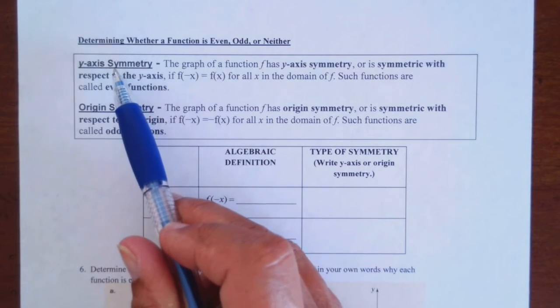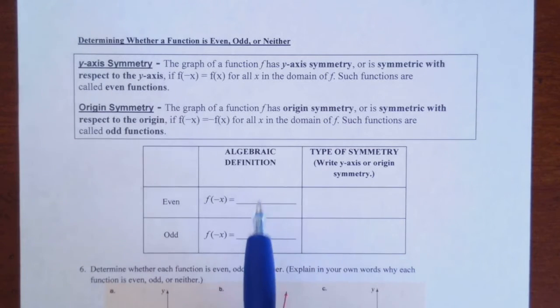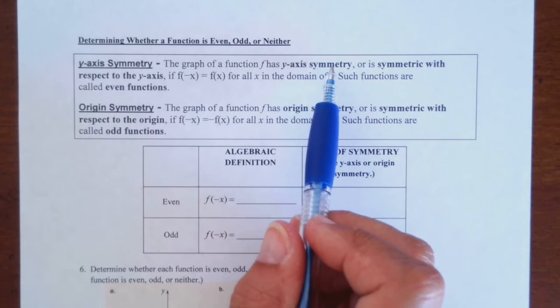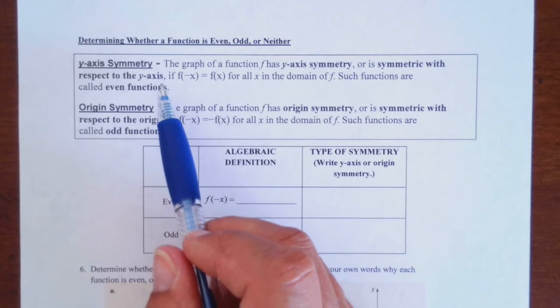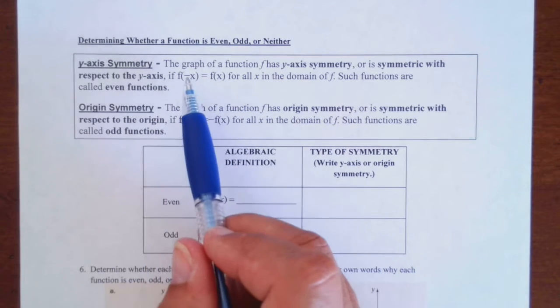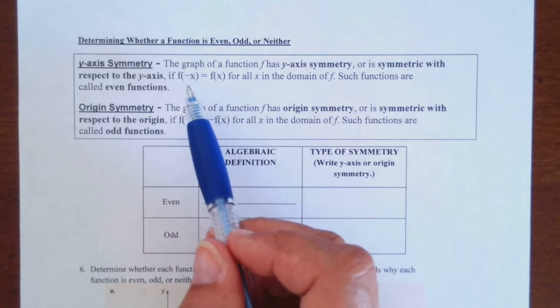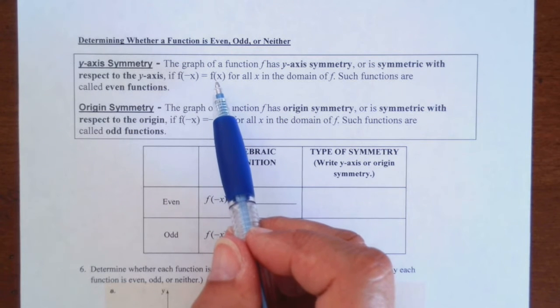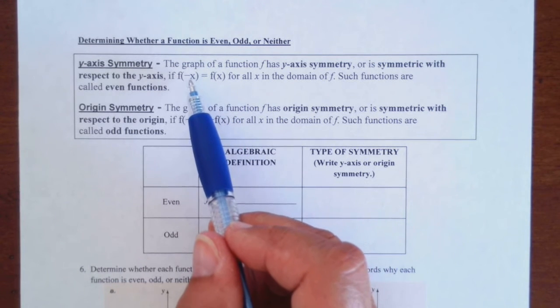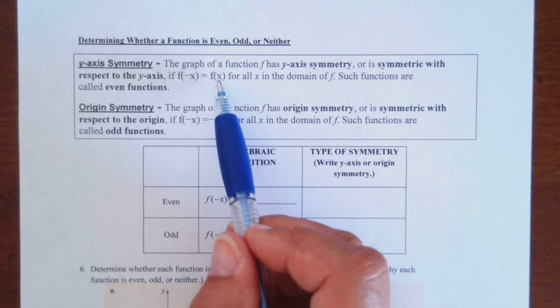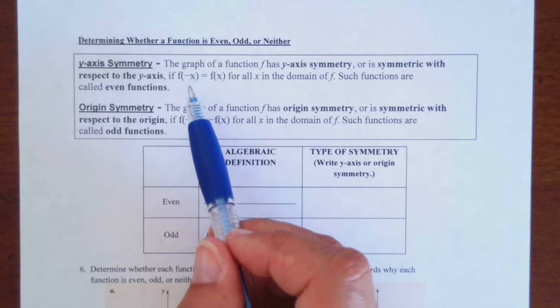Okay, so there's a couple of ways, and we'll write them down here. To be symmetric to the y-axis, that means the x values, whether they're positive or negative, would give the same y values. So if we let x be negative x or positive x, when we solve it, then y would be the same. That's what that says.